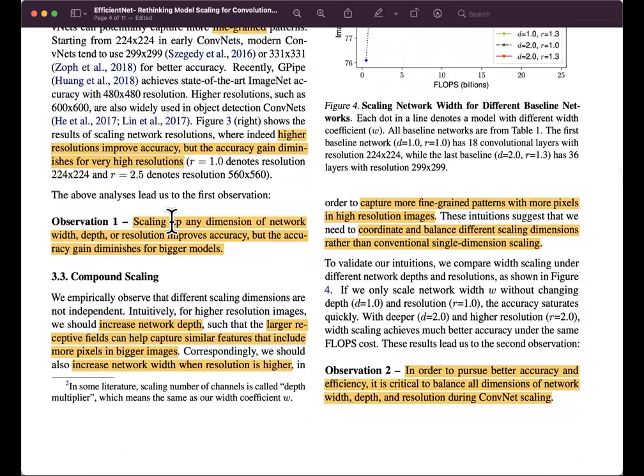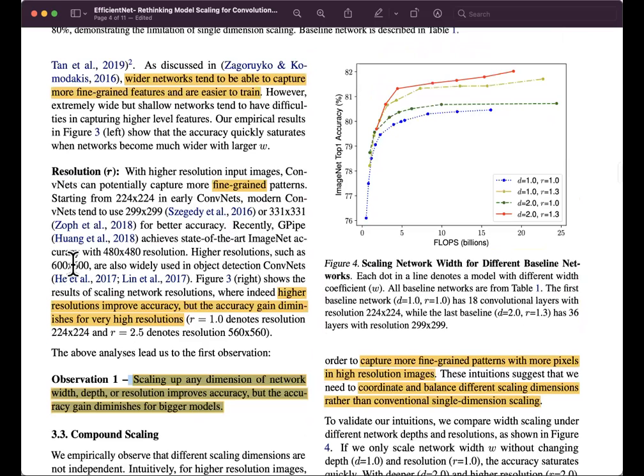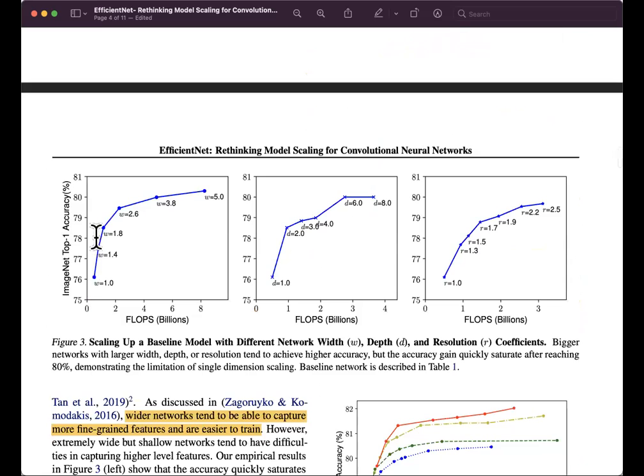So scaling any dimension of network of these 3 dimensions improves accuracies, but the accuracy gain diminishes for bigger models. So it's like here, when we scale here, we see faster increase of accuracy, but later the increase just diminishes. Similar here, accuracy increases faster and then diminishes here.